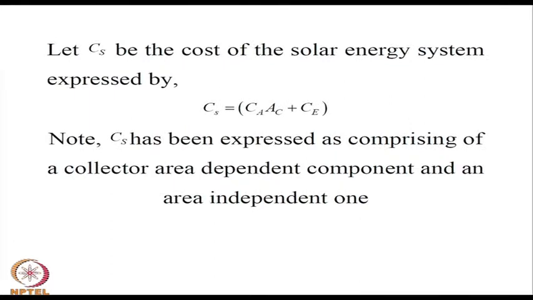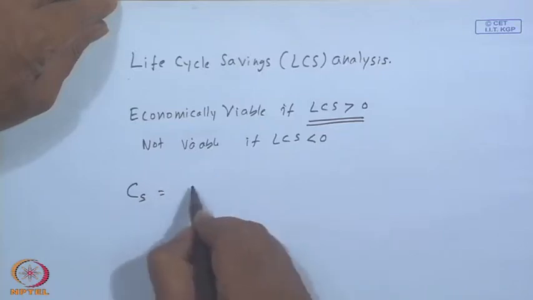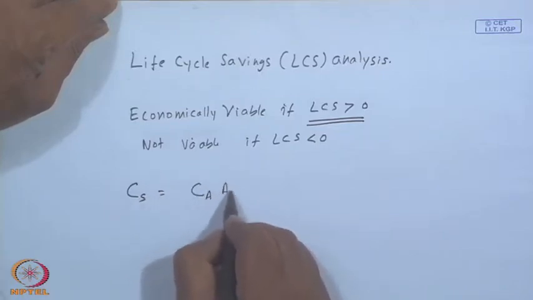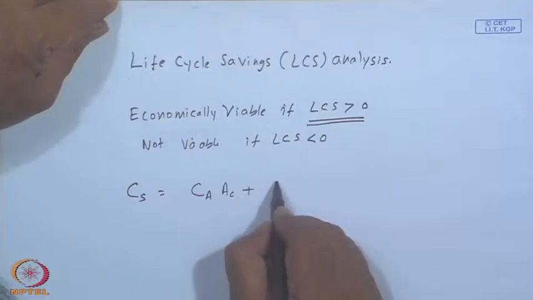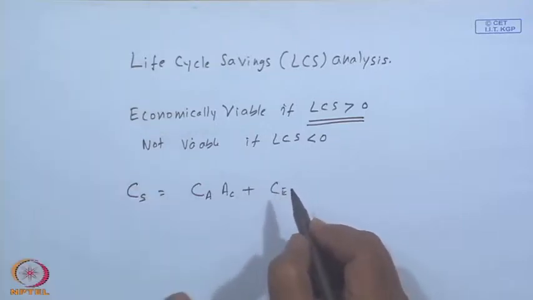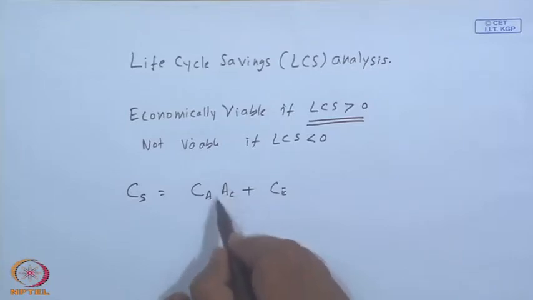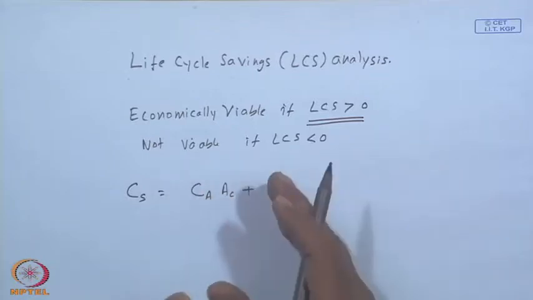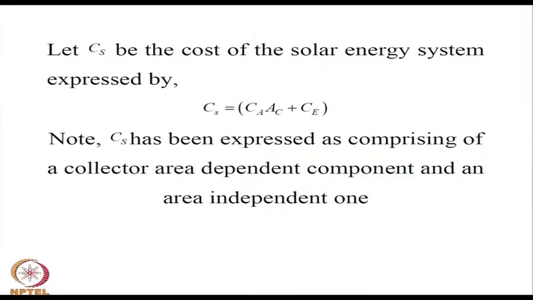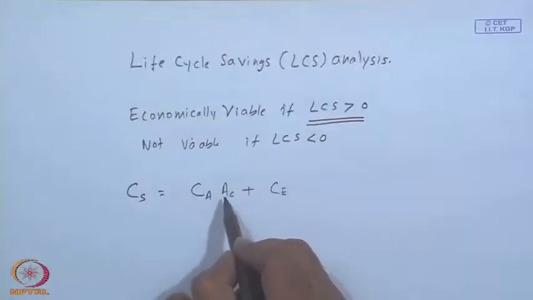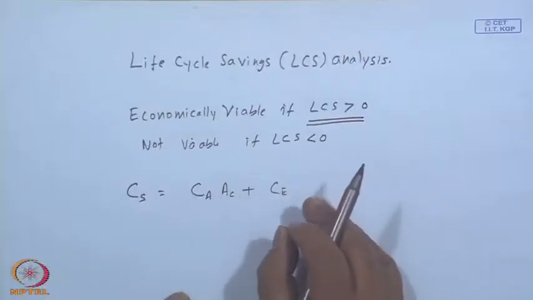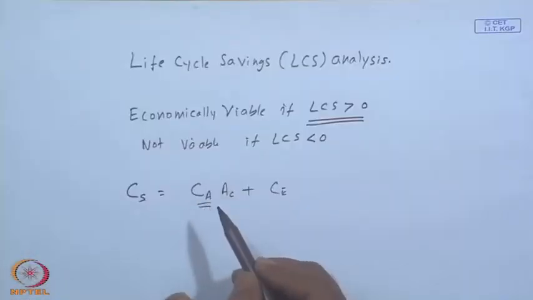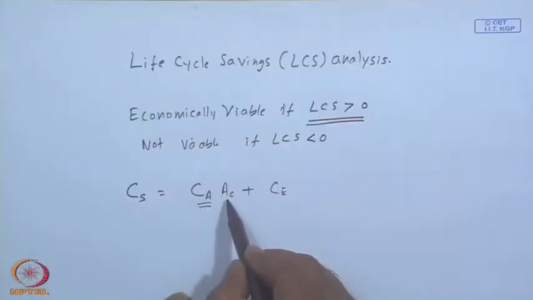So now we split the total cost of the system, CS, as comprising an area-dependent cost, CA, times AC, plus an area-independent cost. In other words, if the collector area is 100 square meters, it should be 100 multiplied by something, and if it is 200, it will be 200 multiplied by something. So for each collector, you may also associate a certain amount of piping, platform, stands or whatever are necessary. You can put all those things in this factor CA, which depends upon the area of the collector.